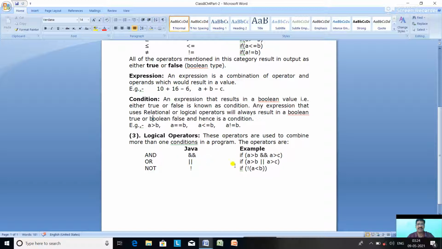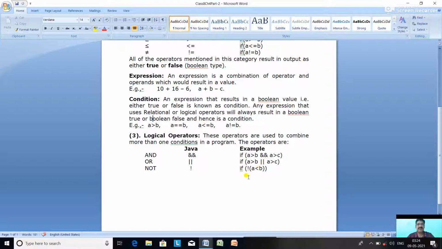In OR, what happens? If any one condition is true, that means if A is greater than B and A is not greater than C, the first part is true, the second part is false, the output will be true. If A is not greater than B or A is greater than C, the first part is false, the second part is true, then the output will be true. If both are true, then also the output will be true. If either one is true or all are true, then the output will be true.